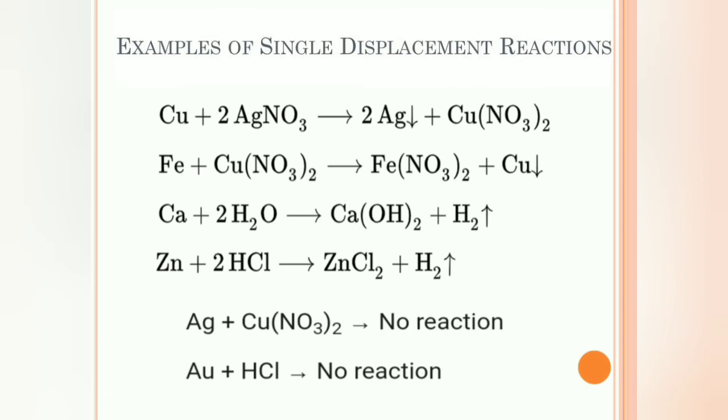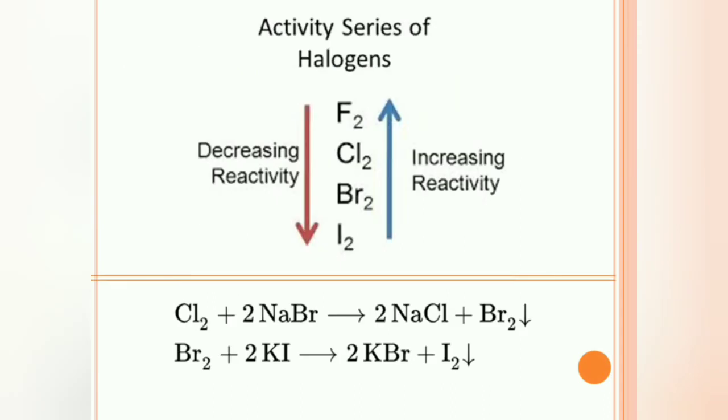Copper, iron, calcium, zinc all can form positive radical only. So they displace the positive radical from the compound to which they are going to react. Like metals, we also have the activity series for halogens in which the reactivity of halogens goes on decreasing in the order fluorine, chlorine, bromine, iodine.